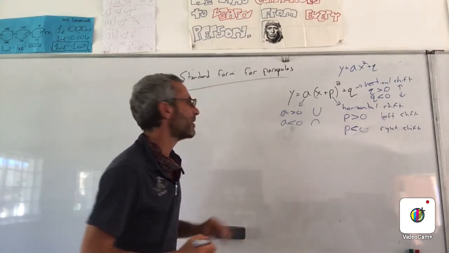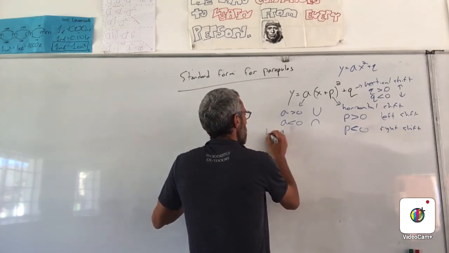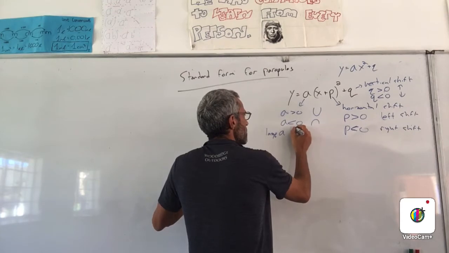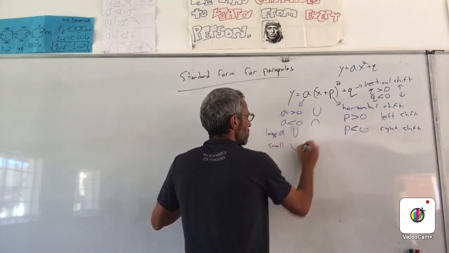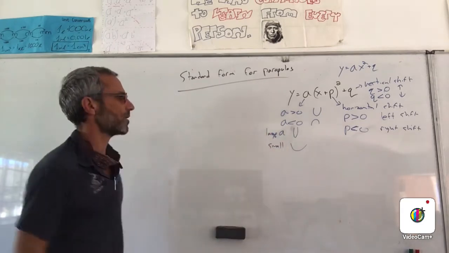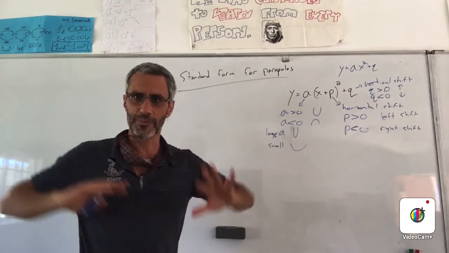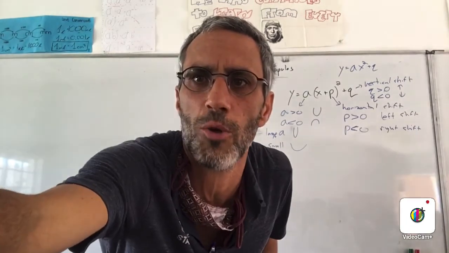If a is large, that means it's going to be squashed like this. If it's a small a, it's going to be nice, straight and narrow. So that's really worthwhile writing down, but even more important is to go through an example. So I'll pause, let you copy that, and we'll move on.